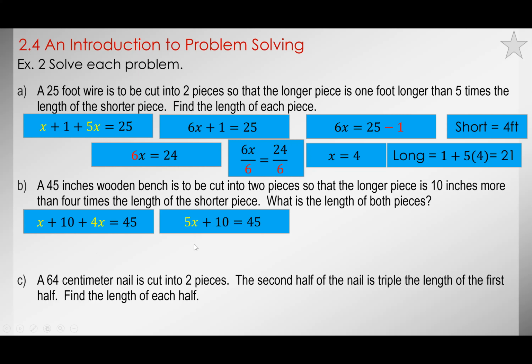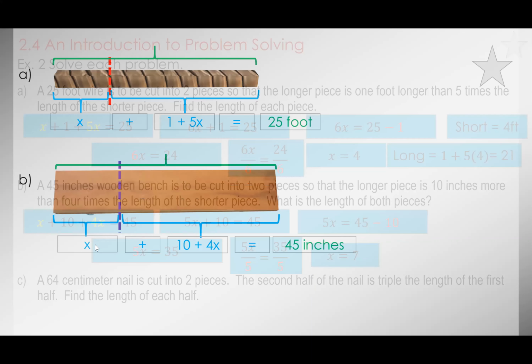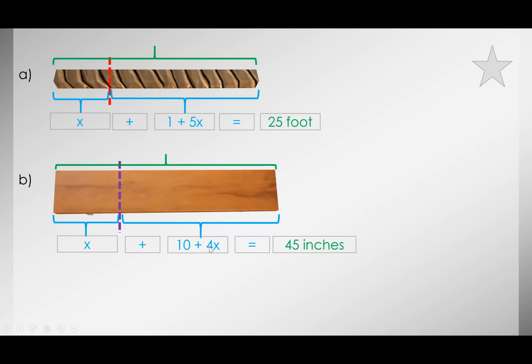And we know from here, we need to get rid of the 10, so I need to subtract. 45 minus 10, I have 35. And then you need to divide by 5, and you will have 7, right? So the shorter piece will be 7. 45 minus 7 gives you 38, or you can see that 4 times 7 is 28, and 28 plus 10 is 38.